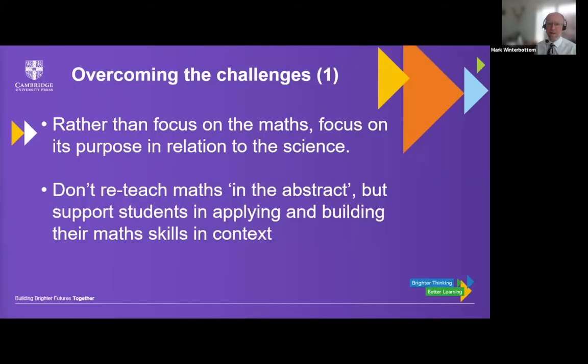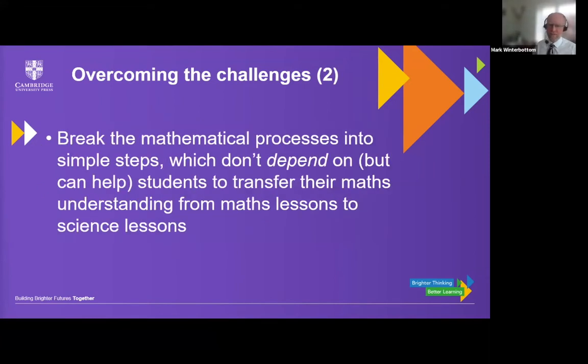Excellent. So what we've done is we've talked about focusing on the purpose in relation to science and putting it in that context. So how else can we overcome those challenges? So breaking that mathematical process down into really simple steps, which don't depend on, notice my italicization, but can help students to transfer their maths understanding from maths to science.